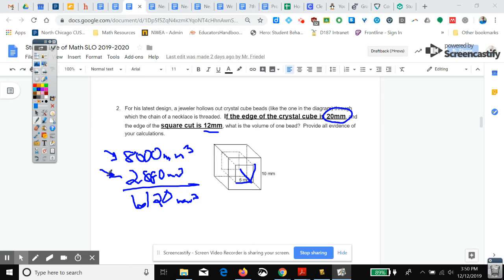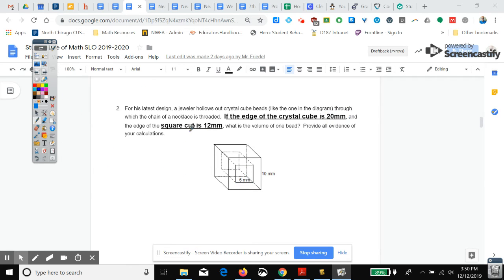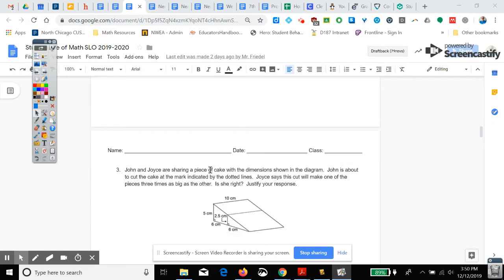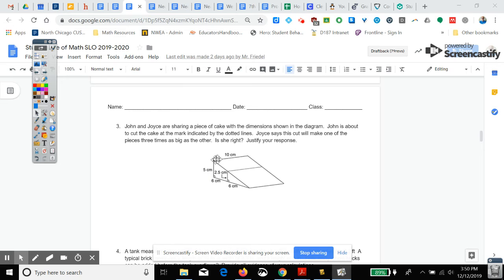So I'm going to look for, are you finding the volume of the cube? Are you finding the volume of the rectangular solid in the middle? And are you subtracting those two things? So we have area and volume. And our next problem is also a volume problem.